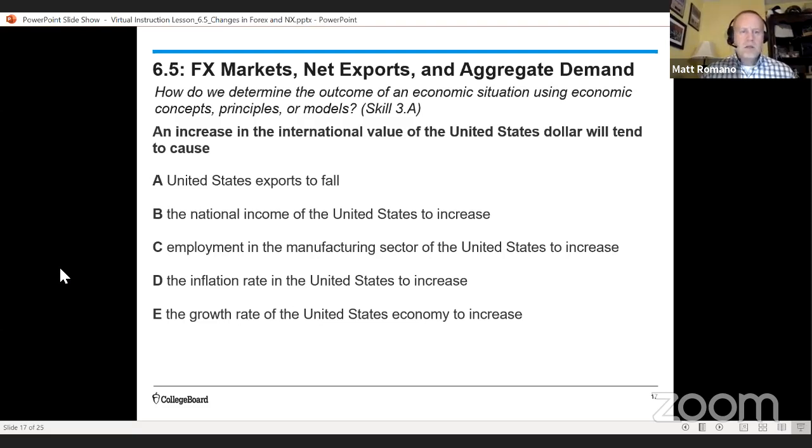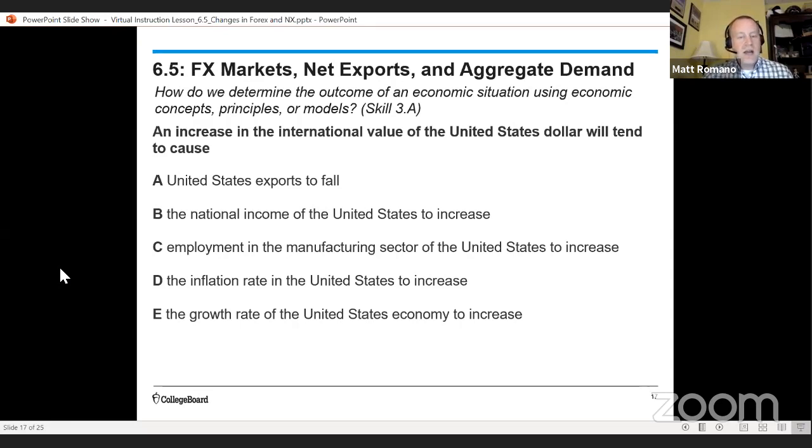An increase in the international value of the United States dollar will tend to cause, okay, once again, before looking at your answers, let's think, what would an increase in the value cause? Well, all right, so we have an appreciated dollar. What does it mean? It means that if you're in the US, you can buy more goods abroad. But it also means that if you're not in the US, goods are now more expensive. So imports are going to go up, exports are going to go down, the balance of trade is going to skew towards a trade deficit. All that's going to be true.